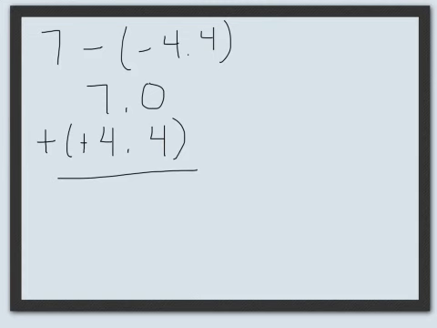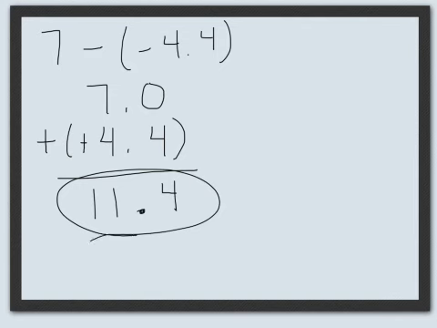With the decimals lined up, I'll simply add the rows. 0 plus 4 is 4. I'll bring down the decimal in the same place here. And then 7 plus 4 is 11. So 7 minus a negative 4.4 yields 11.4 for my answer.